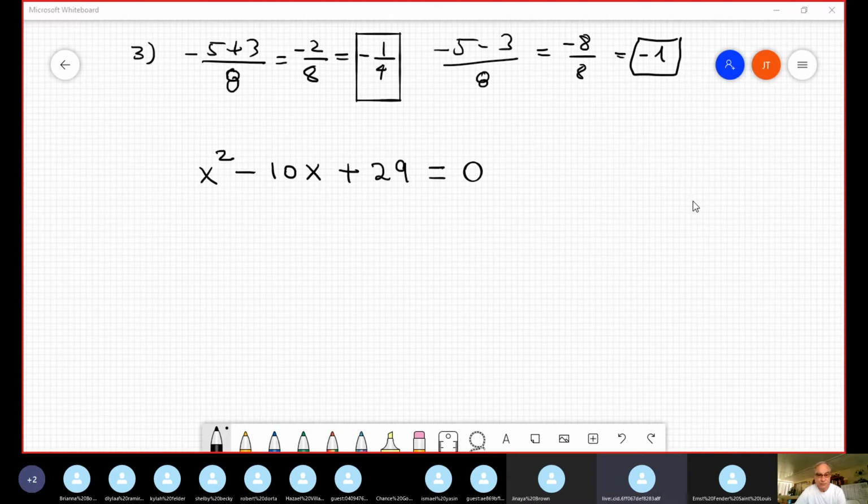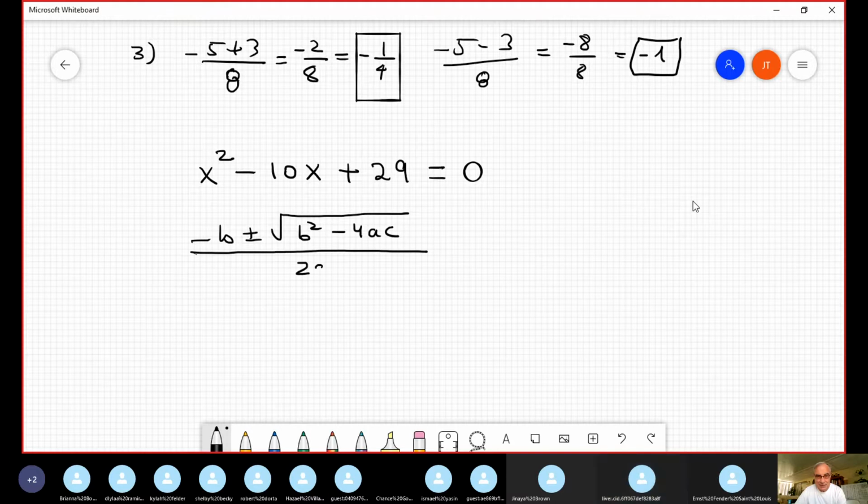What should I do? The first step is to write the formula: negative b plus or minus the square root of b squared minus 4ac, over 2a. Exactly. After that, the second step is to identify a, b, and c. Do you prefer it that way or directly in the equation? It doesn't matter.